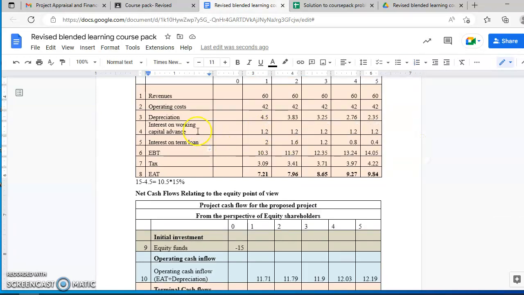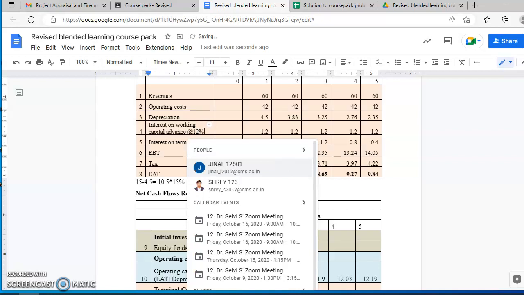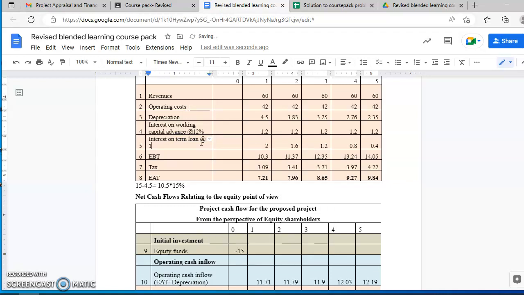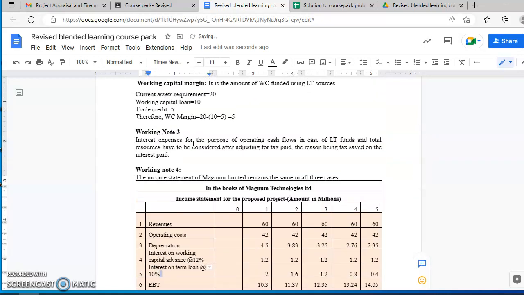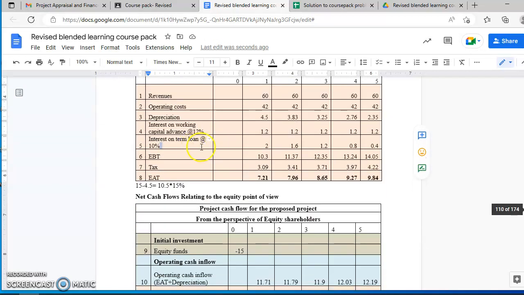Then there is also interest. So this is at the rate of 12% and this is at the rate of 10%. Yeah, that's what is written. So we have taken. How did we get this?